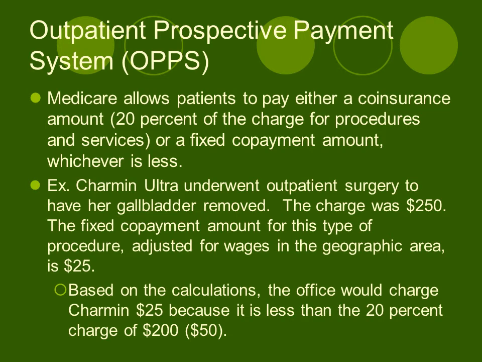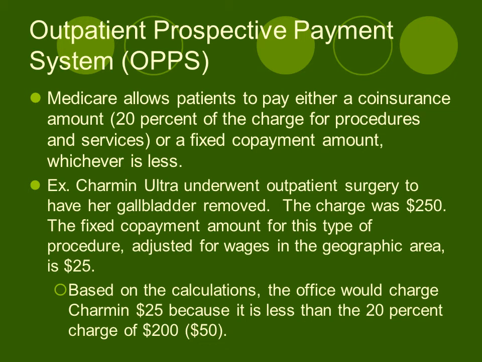So I put an example in the slide for you. A patient by the name of Charmin Ultra underwent outpatient surgery to have her gallbladder removed. So the total charge of her gallbladder removal was $250. Now, according to Medicare, a co-payment amount for this type of procedure in the geographical area that she lives in is adjusted at $25. So what the office has to determine is, do we charge her the $25, which is the fixed co-payment amount, or do we charge her 20% of the charges? Which one is the lesser?